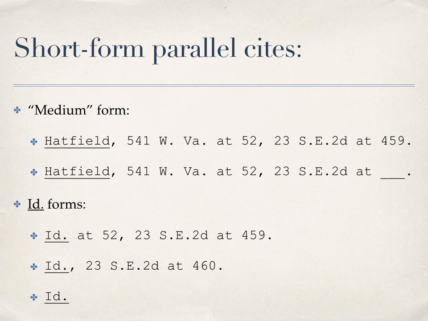Now, what if the page number had changed for the West Virginia reporter, but not the Southeastern reporter? Well, you can't transfer the id later. You would still always need to articulate the volume, reporter name, at page number for the parallel part of your cite.